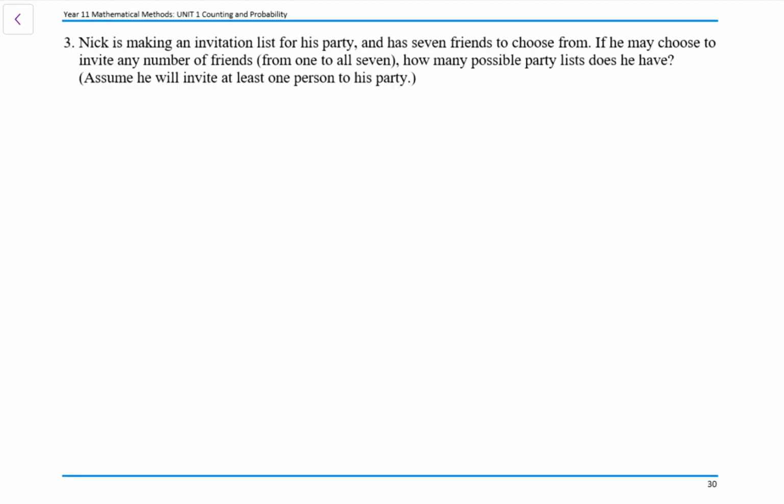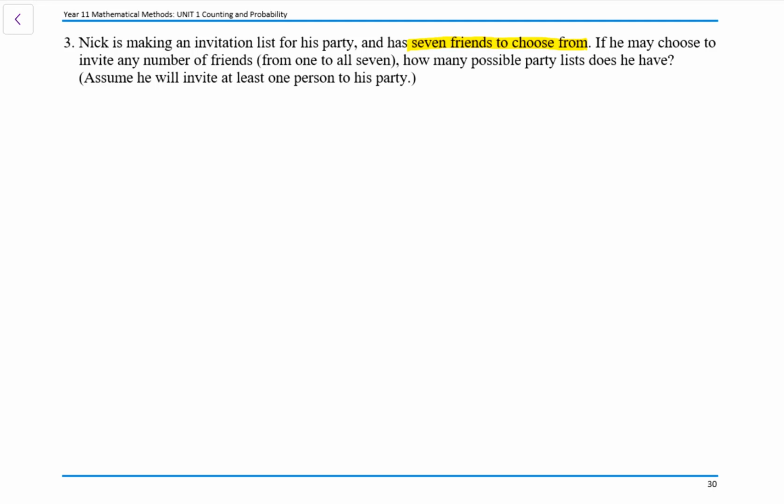Another example: Nick is making an invitation list for his party and has 7 friends to choose from. If he may choose to invite any number of friends from 1 to all 7, how many possible party lists does he have? Assume he will invite at least 1 person to his party.